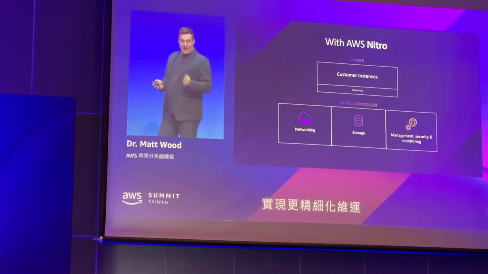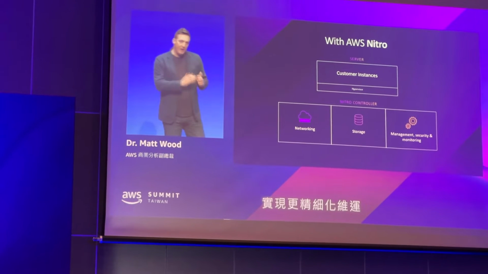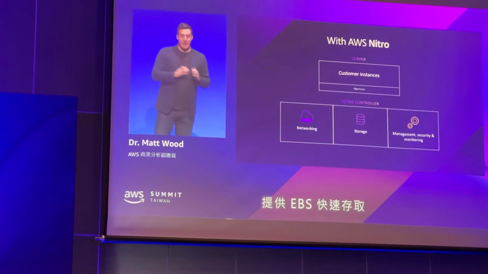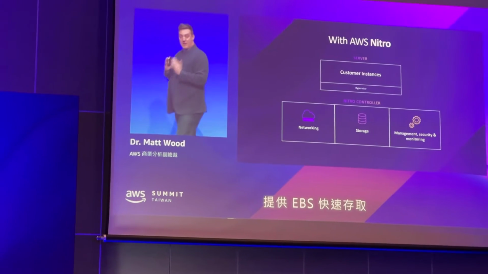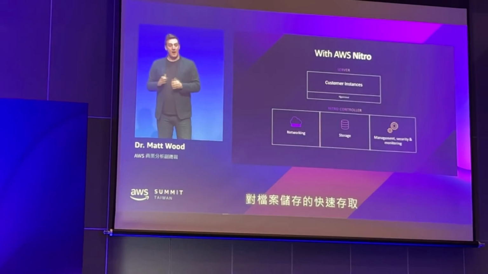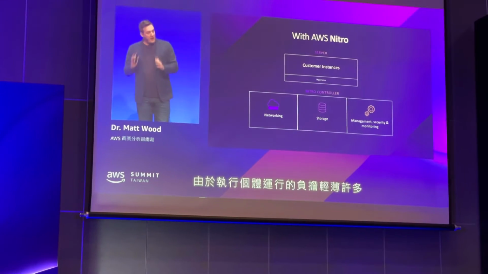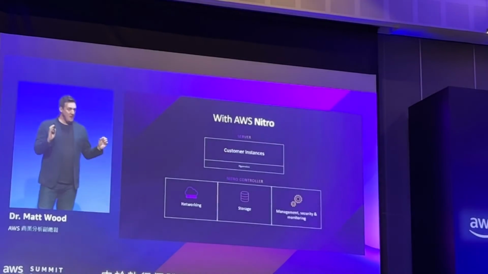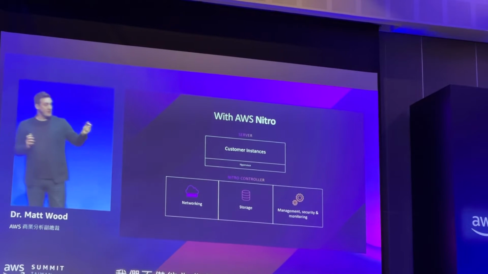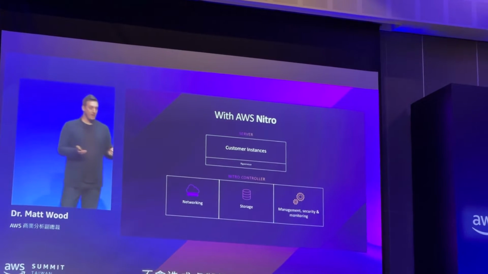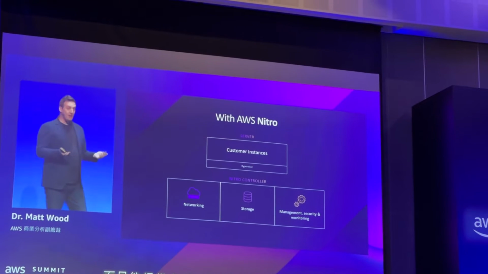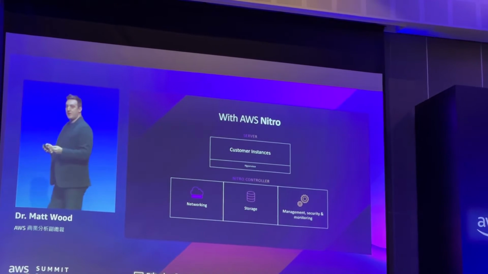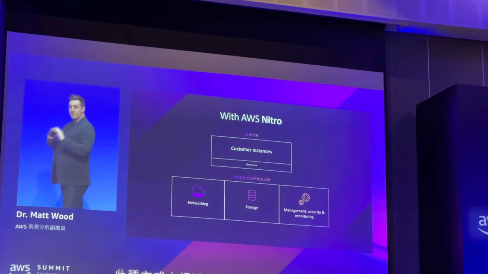And so what that allows us to do is much more fine-grained, much more high-performance, low-jitter networking. It provides fast access to EBS, access to file stores. And because the software that runs on the instance is much thinner, not only can we provide more of those resources to you, so there's no virtualization overhead, it allows us to do bare metal effectively in the cloud, but it's also a much smaller security threat. The vector of attack is much, much reduced because of this approach.